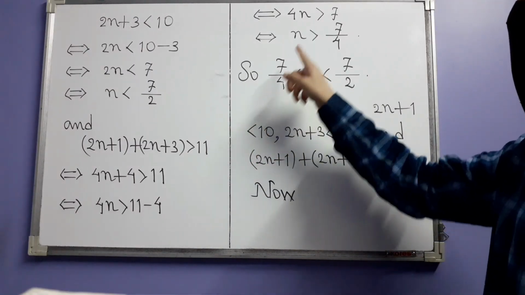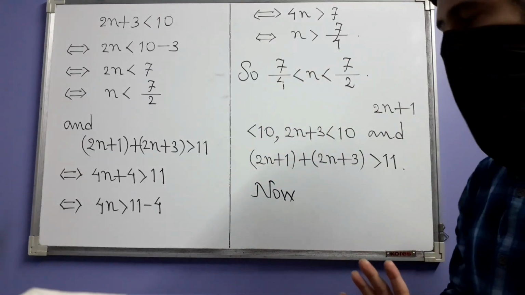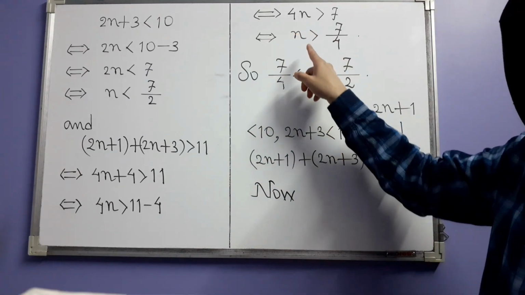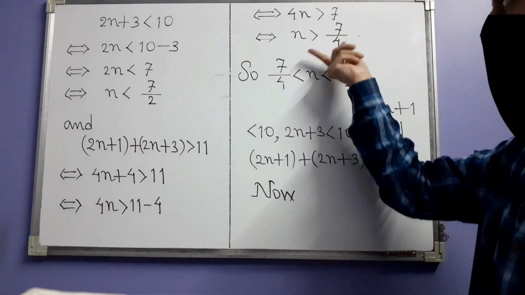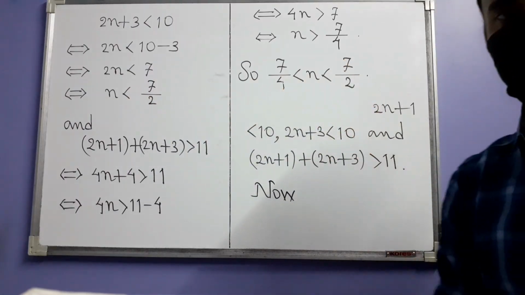So in the next step this becomes 7, right? 11 minus 4 is 7. And then we divide both sides by 4, this time obtaining n greater than 7 divided by 4. So n is simultaneously greater than 7 divided by 4 and less than 7 divided by 2.